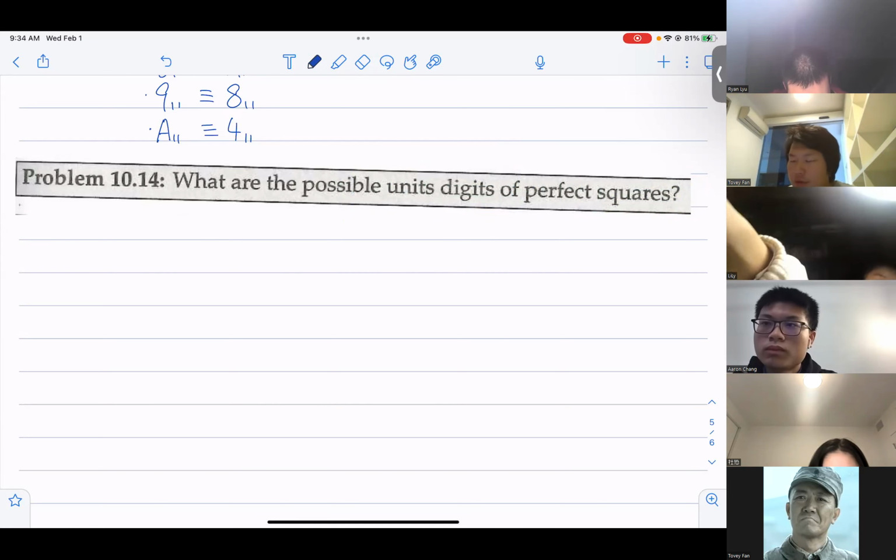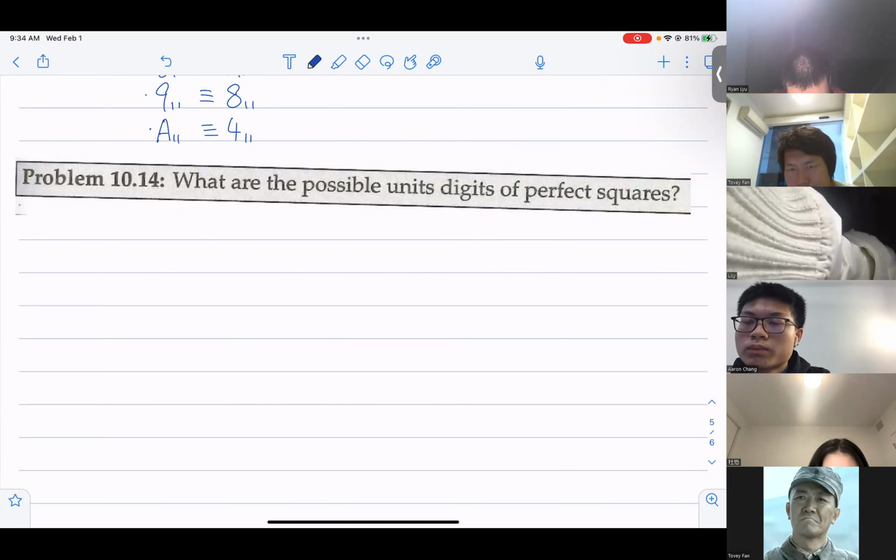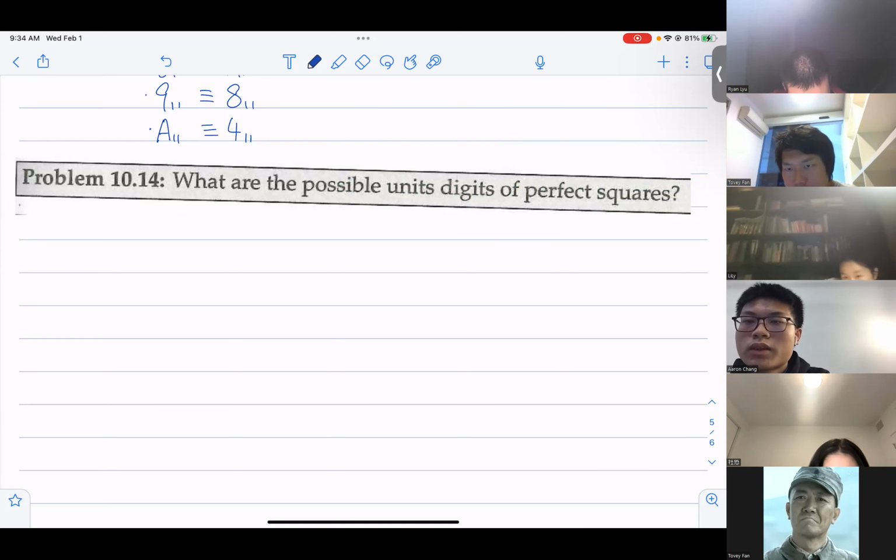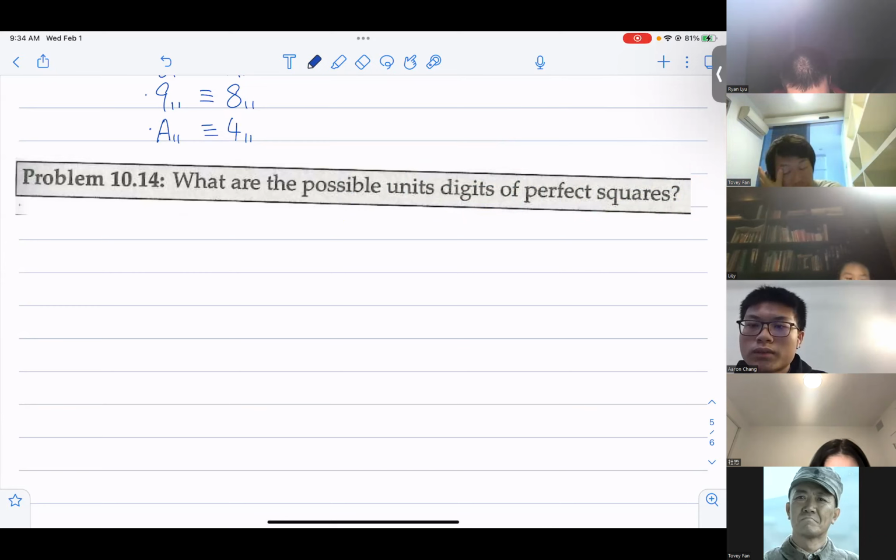完全平方数的个位数。I think, can it be any number between 0 and 9? Well, we don't know. You have to try, right? So you have to go over the perfect squares, right? So what kind of perfect squares do we have?